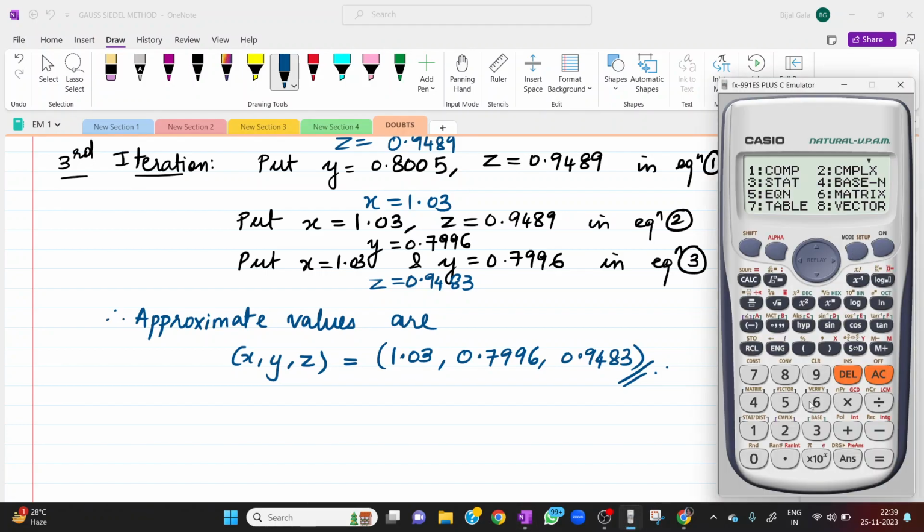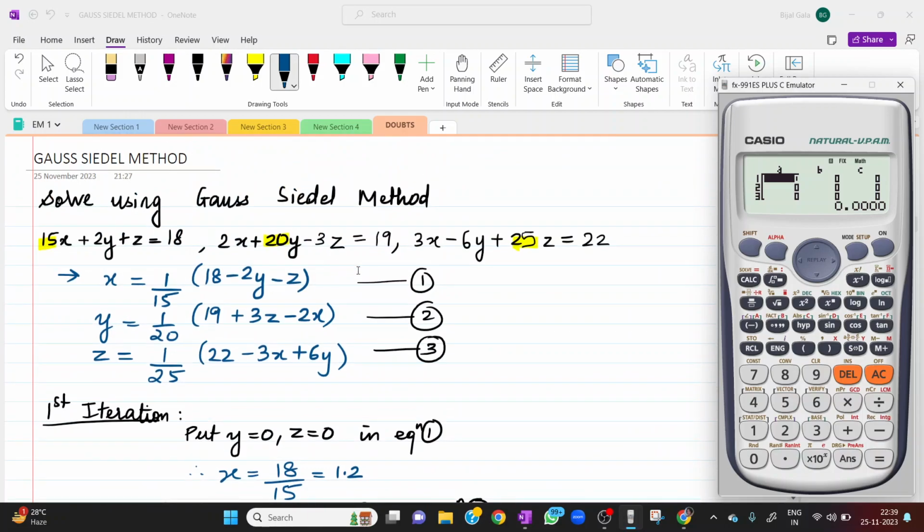I'll go to mode equations. I'll take the second one. Let's input the values here. The values are 15, 2, 1, and 18 on the right hand side. Then you have a 2, then a 20, and a negative 3, and 19. Then you have a 3, okay, negative 6. Then you have 25, and lastly 22.